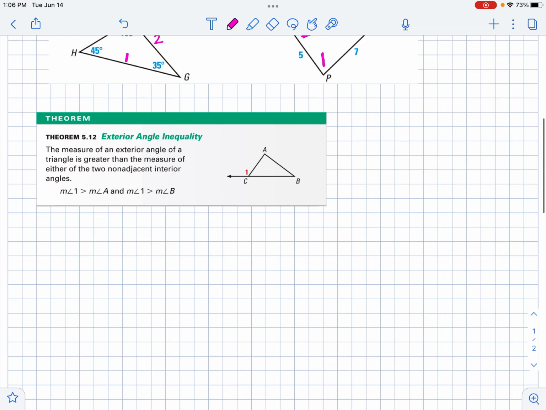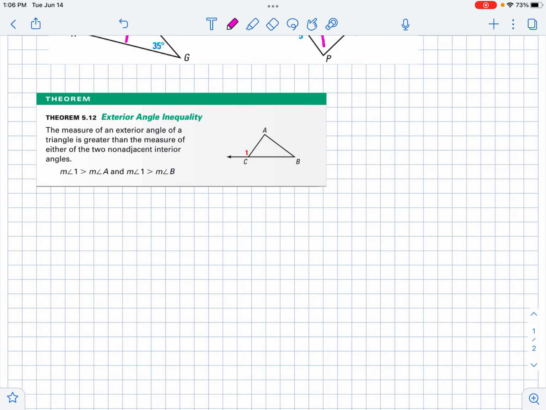Now, we want to look at this exterior angle inequality. Now, it basically says this: if you have an exterior angle, this exterior angle here is going to be bigger than either one of these opposite angles over here. So the measure of an exterior angle of a triangle is greater than the measure of the two non-adjacent interior angles. I said exterior. These ones over here. So in other words, measure of angle 1 is bigger than A, and it's bigger than B as well. Now, let's see how we could go about proving that.